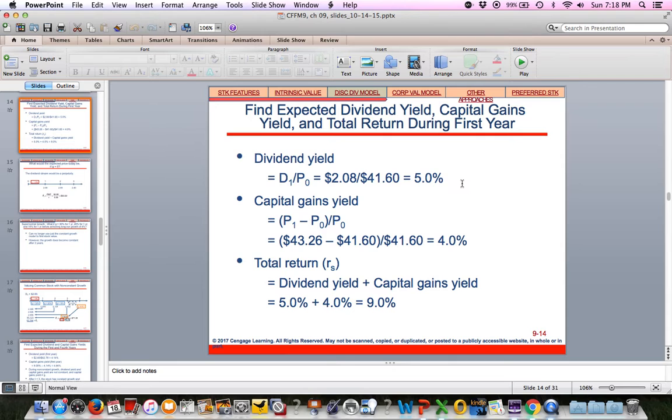And the capital gain yield is the difference between what the price a year from now will be versus the price today, divided by the price today. So that gain, divided by the price today, gives us a 4% capital gain yield. And my total return is that same 9% that we used before. Part of that return is dividends, part of that return is capital gains, because the stock price continues to go up based on the increasing future value, the present value of future dividends that are received.